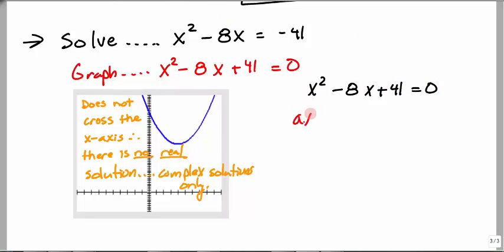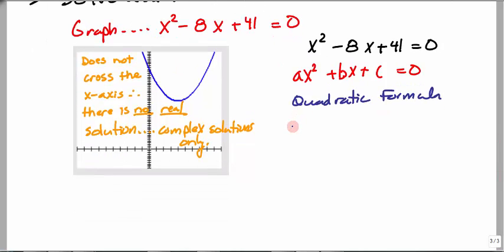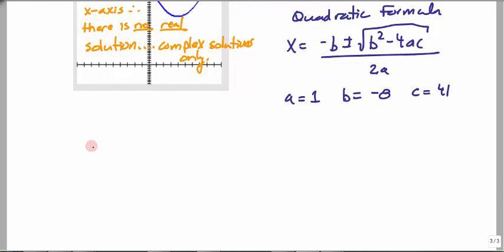This is in standard form, ax squared plus bx plus c equals 0. So I could use the quadratic formula here really easily. Now the best thing to do when you're using the quadratic formula is to go ahead and write it down, and then go ahead and populate it with your values for a, b, and c. So a in this case is 1, b is -8, and c is 41. Now we might get some big numbers here, but that's okay. We can work with those because we have our calculator.